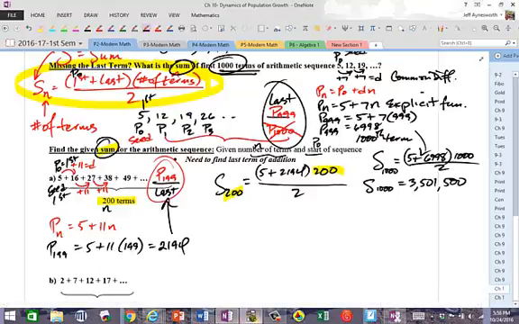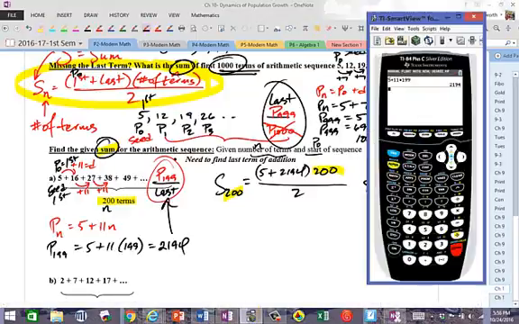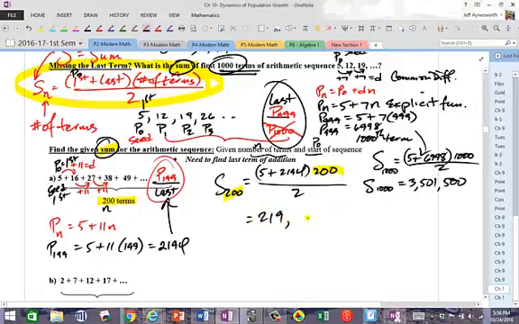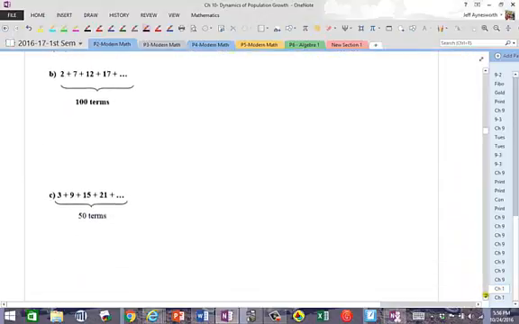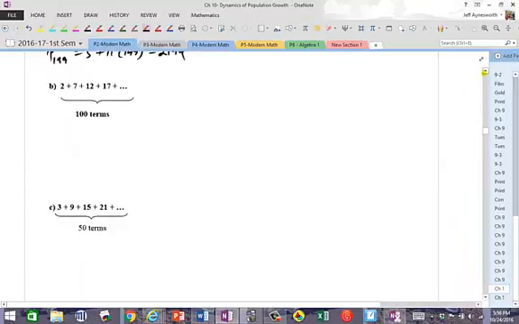All right, let's do it. So we got to add 5 to it, times 200, divided by 2. And as long as you press the buttons right, you should get a good answer. So 219,900. 219,900 is the sum of the first 200 terms of this arithmetic sequence. All right? So you just got to ask yourself, what do you know? What are you trying to find? If you don't know something and you need to find it, well, then find it first and then go with the flow.